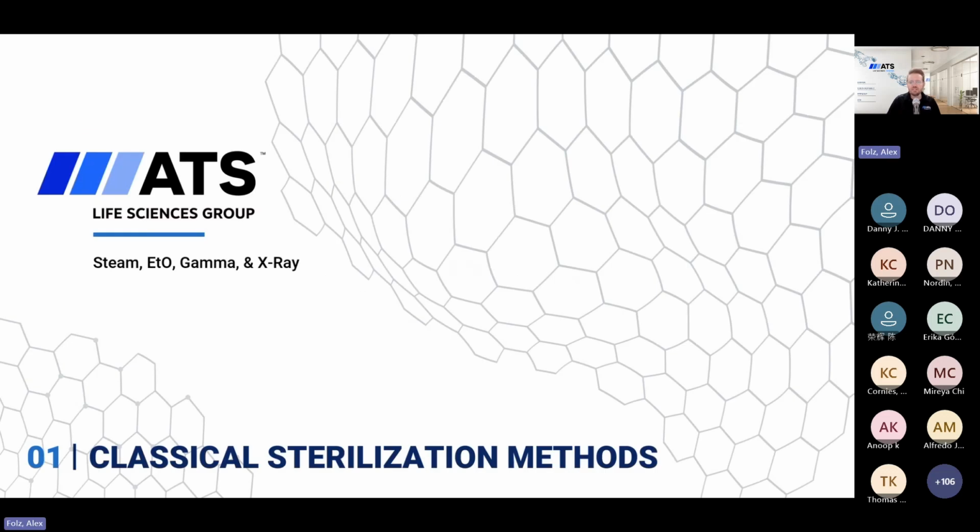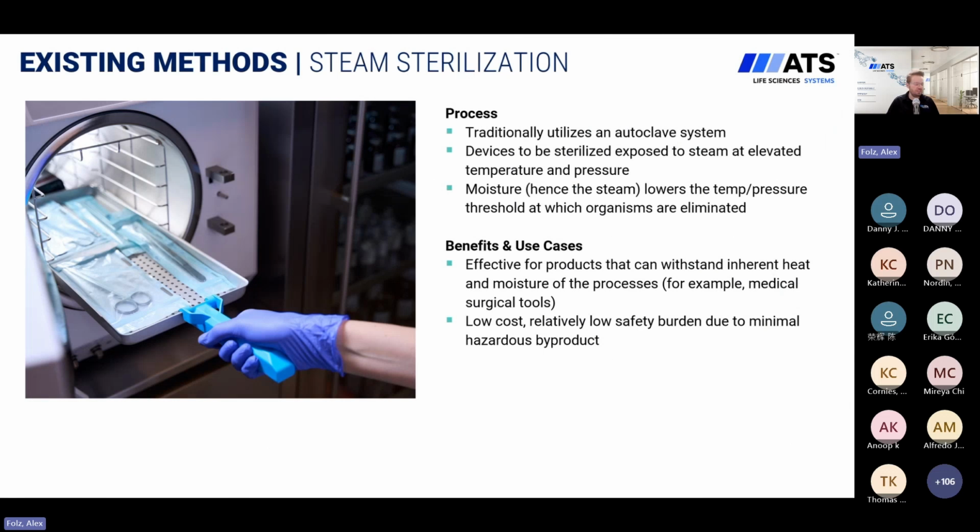So with that, we'll start with classical sterilization methods. Some of the ones I'll run through today include steam, ethylene oxide, gamma, and X-ray. Starting up, we'll talk about steam sterilization.